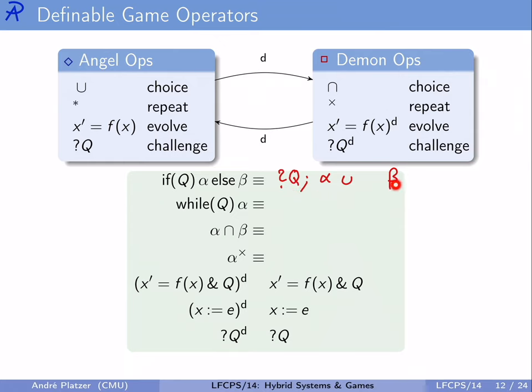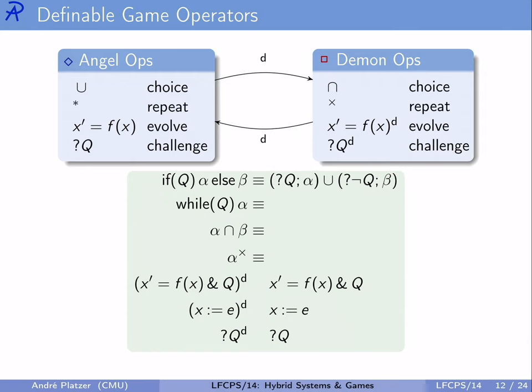As written, it would still be possible to run the right choice beta under all circumstances, and that would give a lot of power to Angel. Fine, but we're not representing the if and else operator correctly, unless we also add in a test challenge on the right-hand side, where we say, well, if Angel is running the right-hand side, then she first will have to pass the challenge that not Q is true. And only then is it okay for her to run beta. You can think about how you can write down if-then-else also if you were to use Demon's choice instead.